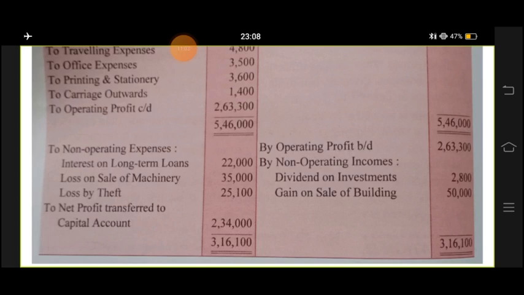And adjusting both the sides, we find the value of net profit as 2,34,000. And therefore we came to know the sequences and the calculation of gross profit, operating profit, and net profit. Hope these all calculations are very much clear to you, and we are able to differentiate these three items before you. We will deal with the same topic in the next class.